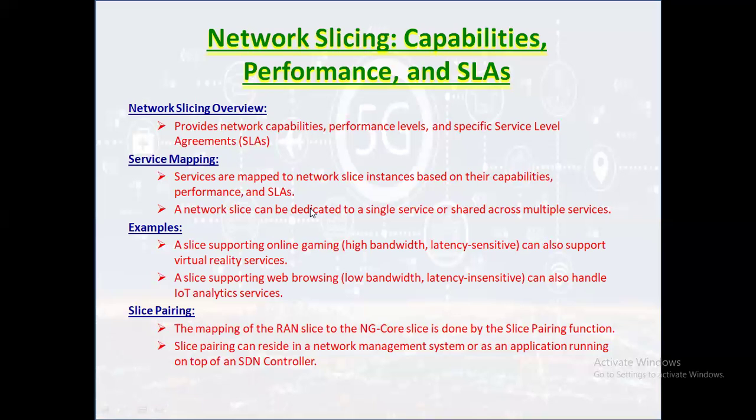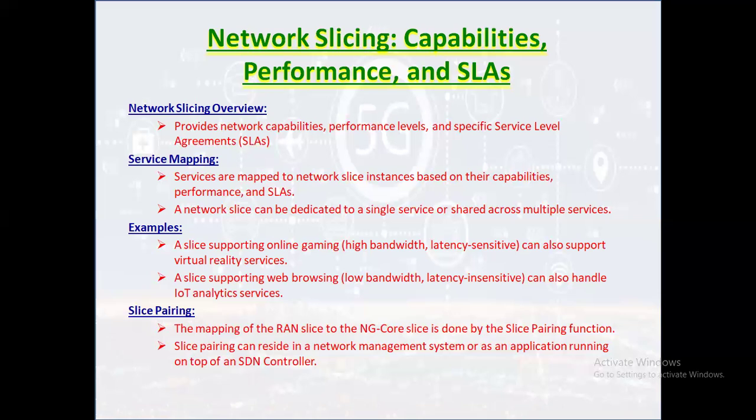For example, network slices are designed to support online gaming, characterized by high bandwidth and low latency, and can be utilized for virtual reality services which require similar performance levels. Conversely, a slice aimed at web browsing, which is low bandwidth and latency insensitive, can simultaneously accommodate IoT analytics services, demonstrating the versatility of network slicing.